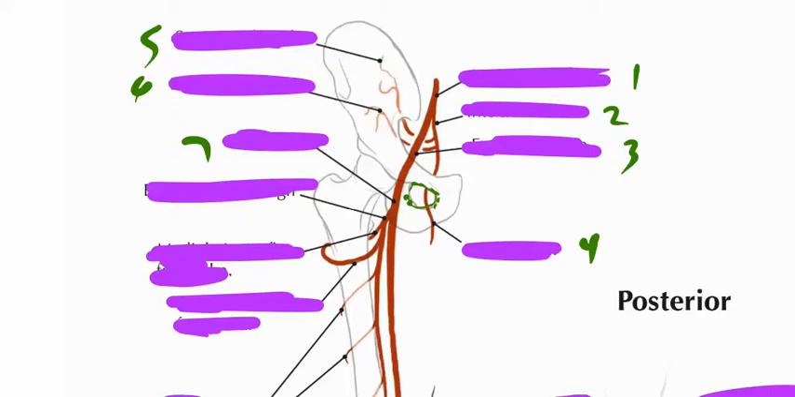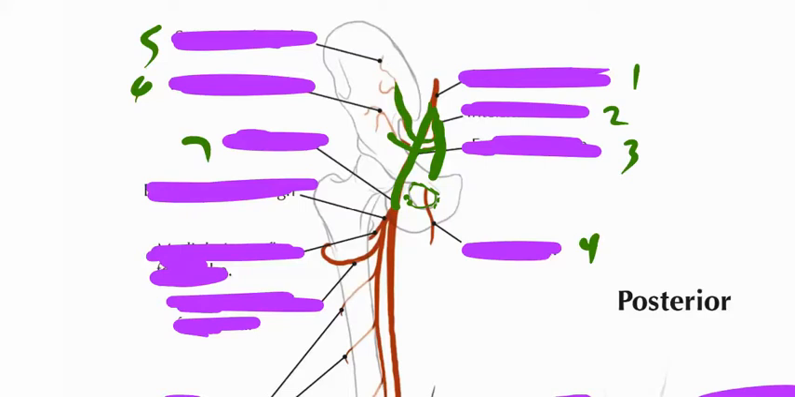Internal iliac. So remember, number 1 is the common iliac, and its branches split off into internal and external iliac. So this right here will be internal, this here will be external. And then coming off of your internal is your inferior, and then this is superior gluteal.